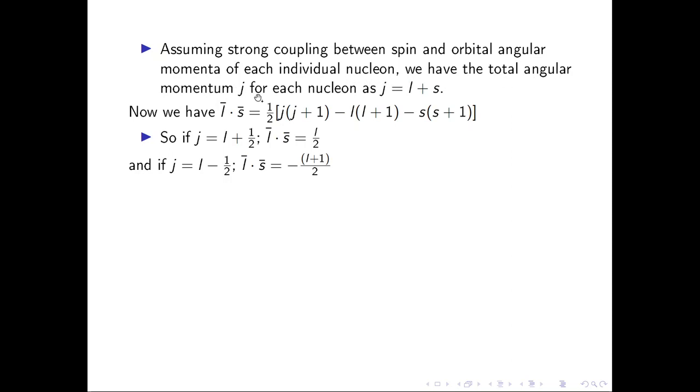Assuming strong coupling between the spin and the orbital angular momentum of each individual nucleon, we have a total angular momentum J for each nucleon, where J is equal to L plus S. Now we have L·S is equal to half of j(j+1) minus l(l+1) minus s(s+1). This is from the rule of vector addition.